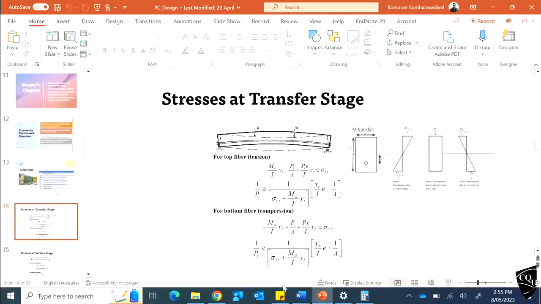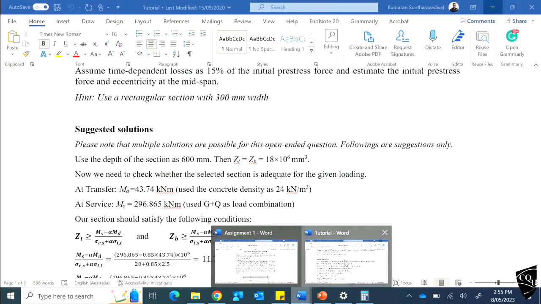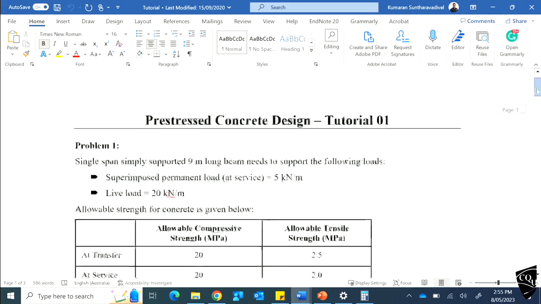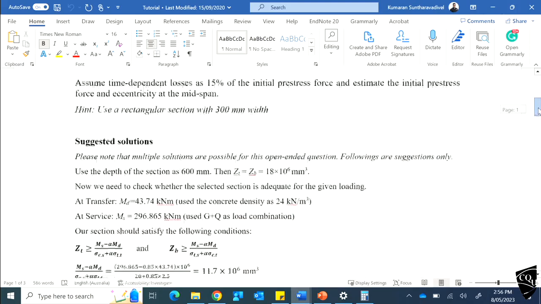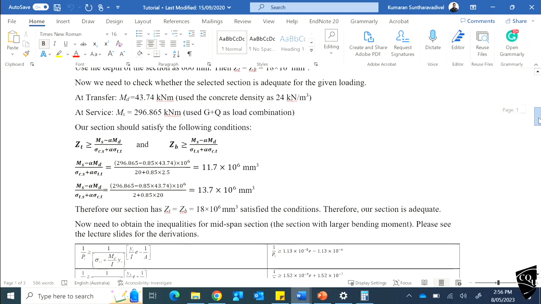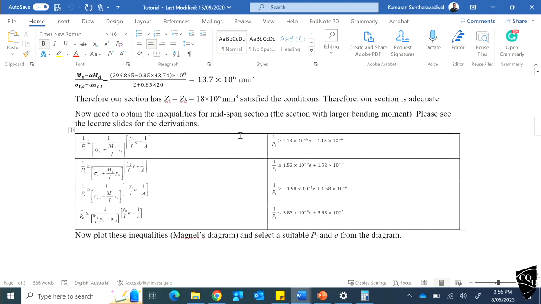You should be able to see that this will be available in the Moodle. So this is the tutorial question I put, and the solution where I worked out everything. If you substitute in these 4 inequalities, you will get something like this. So you will get these 4 inequalities.